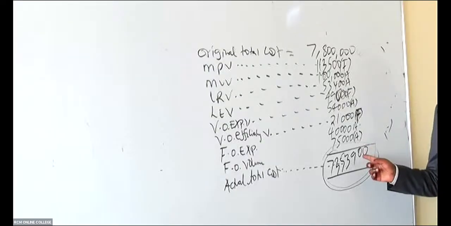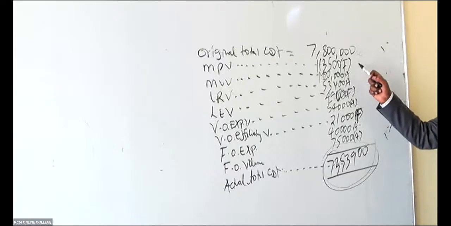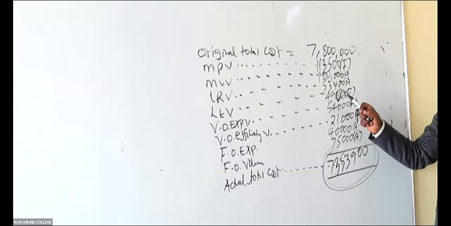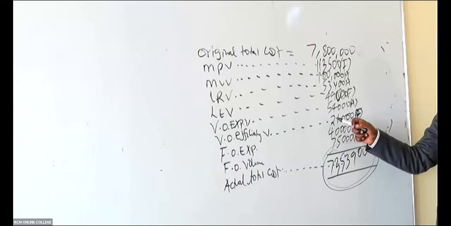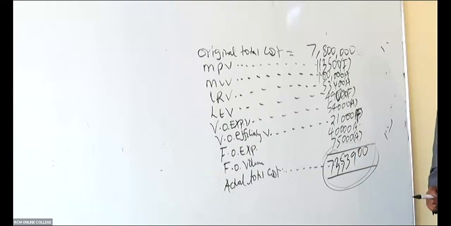Is it coming to this? They're saying there is a difference. Why a difference? Then I'll be able to give you a shortcut. Don't worry. But first of all, just repeat. Say 7.8 minus 113,500 plus 100 plus 53,400 minus 49,000 plus 54,000 minus 21,000 plus 40,000 plus 75,000.